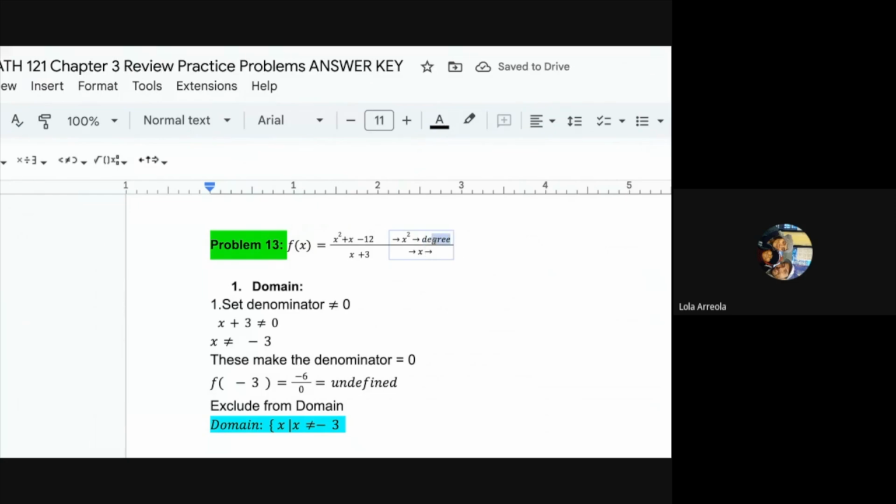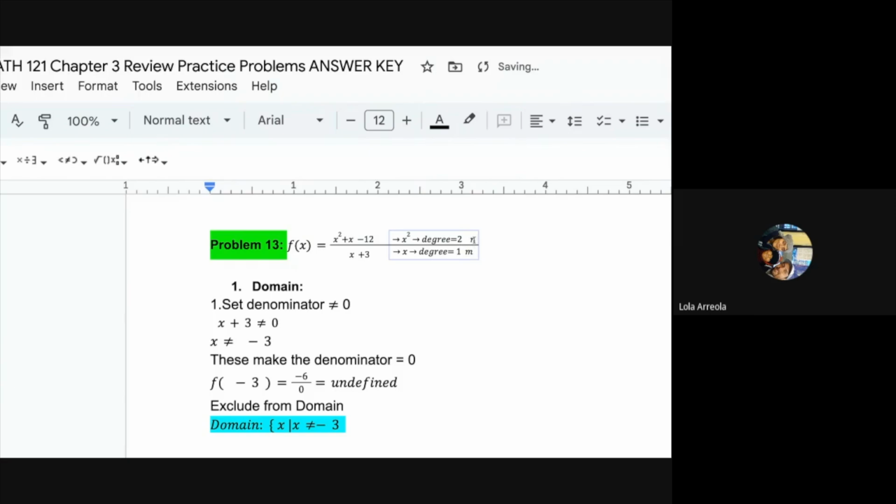The degree is just the exponent of the highest term, of the leading term. So the degree is equal to 2 here, and the degree is equal to 1 here. The degree of your numerator is known as n. The degree of your denominator is known as m. So right now I'm going to rewrite this a little bit neater.